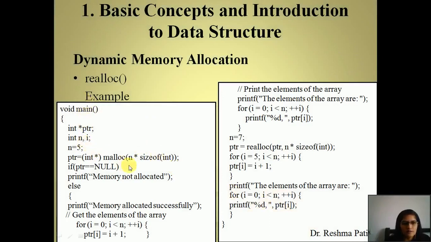The example will be the same as malloc, with only changes here. Previously I had initialized n equal to 5. Now I have to change n to 7 after printing the elements of the previous array, or previous pointer variable. Here I will use the realloc function, ptr, this is the previous pointer variable, comma n into size of integer. n is 7 now, so it will increase the allocation by using the realloc function.